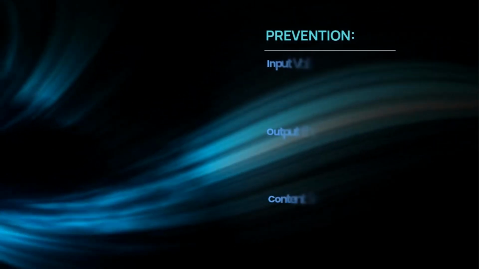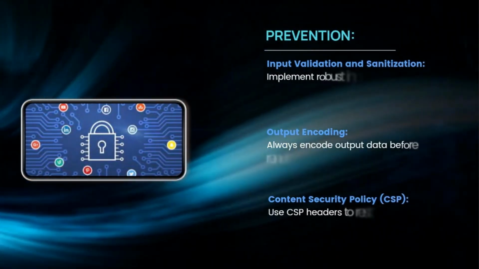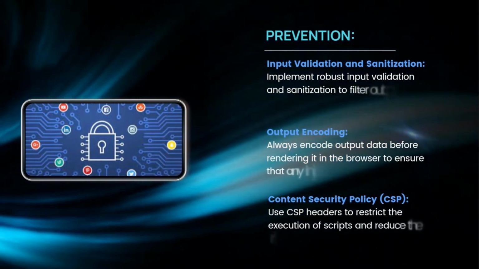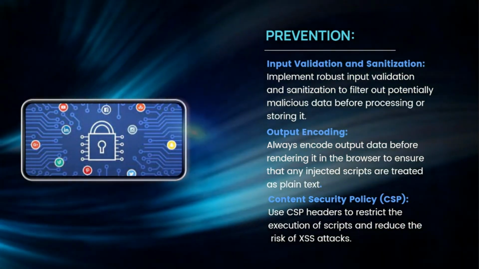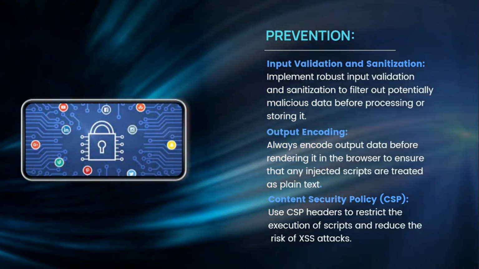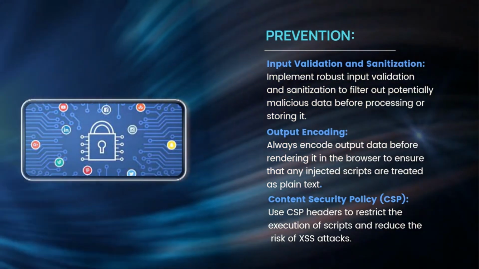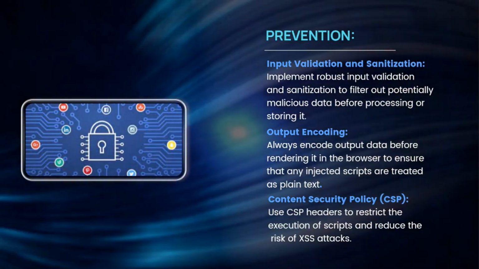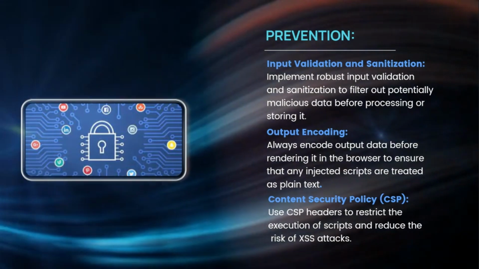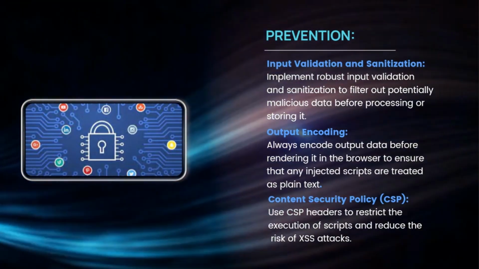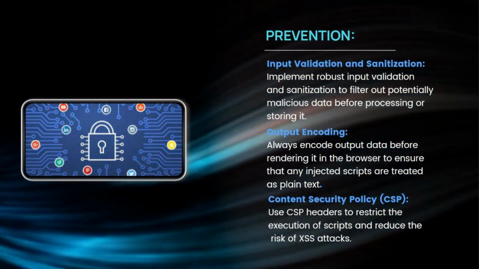Prevention: input validation and sanitization. Implement robust input validation and sanitization to filter out potentially malicious data before processing or storing it. Output encoding. Always encode output data before rendering it in the browser to ensure that any injected scripts are treated as plain text. Content security policy. CSP: use CSP headers to restrict the execution of scripts and reduce the risk of XSS attacks.